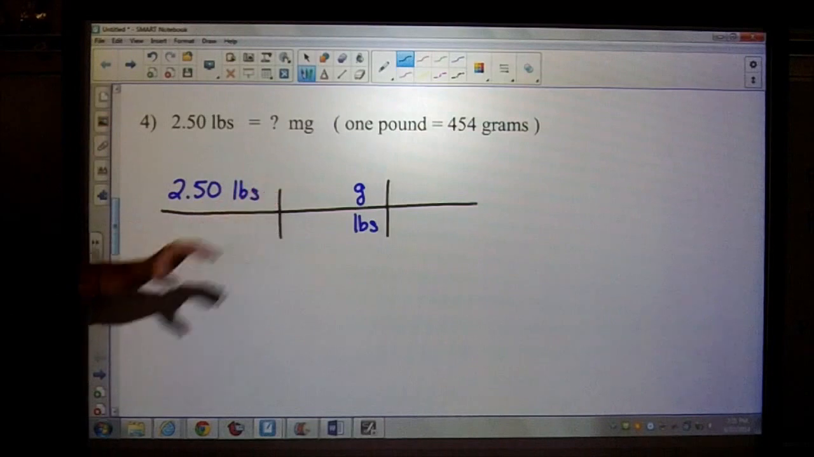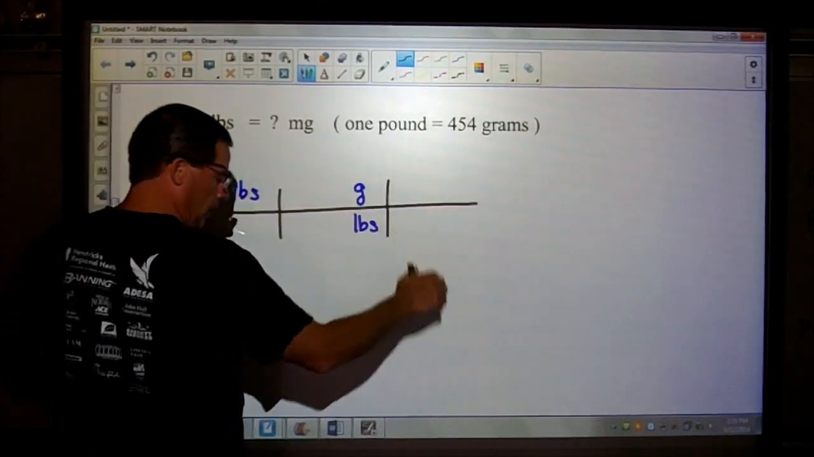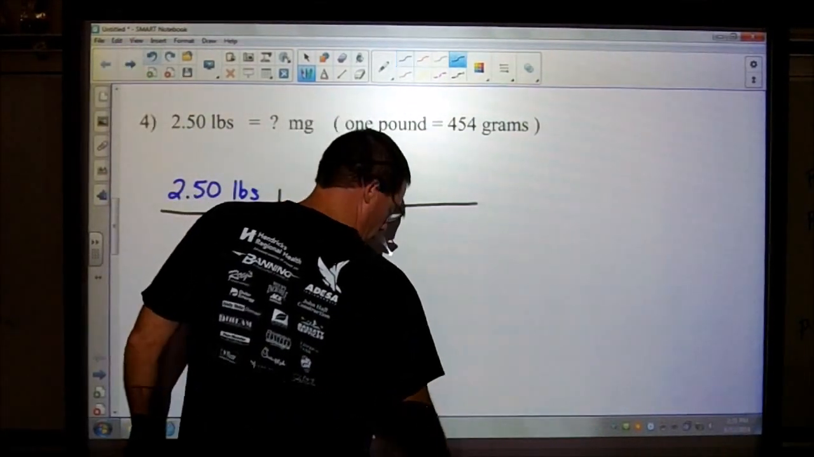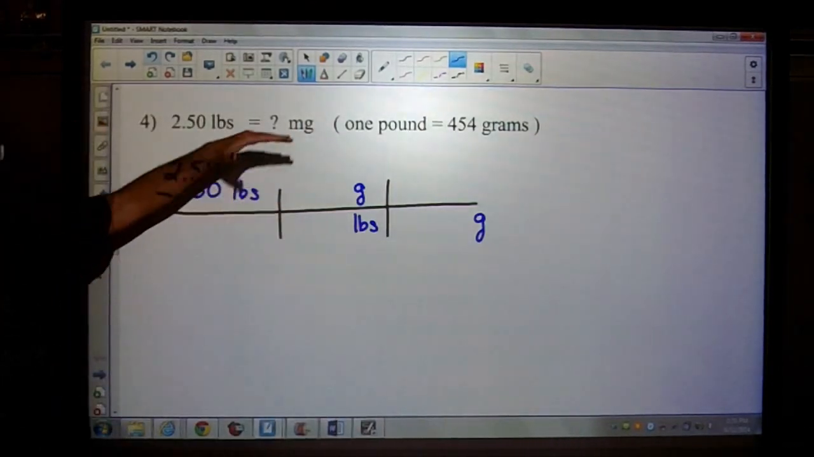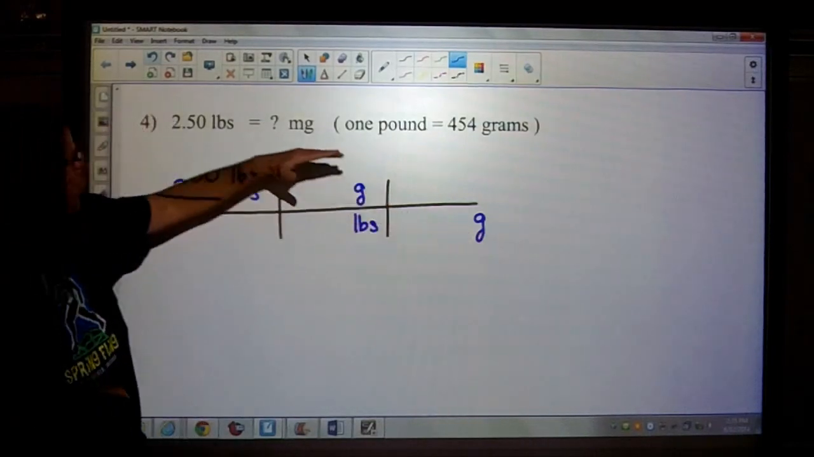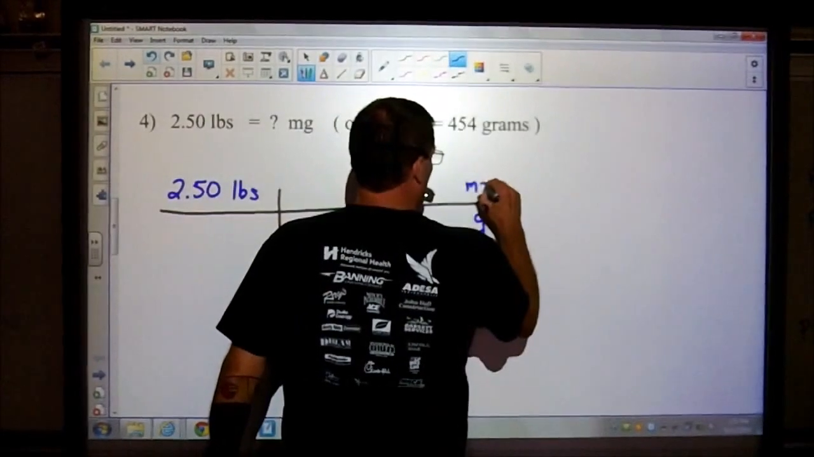Let me finish writing the units here. So now if I were to stop here, I'd have grams, but I want to cancel my grams out because that's not what I'm looking for. Let's go with the blue version. And can I convert grams to milligrams? In other words, is grams metric? Is milligrams metric? The answer is yes. So this will be our last step.